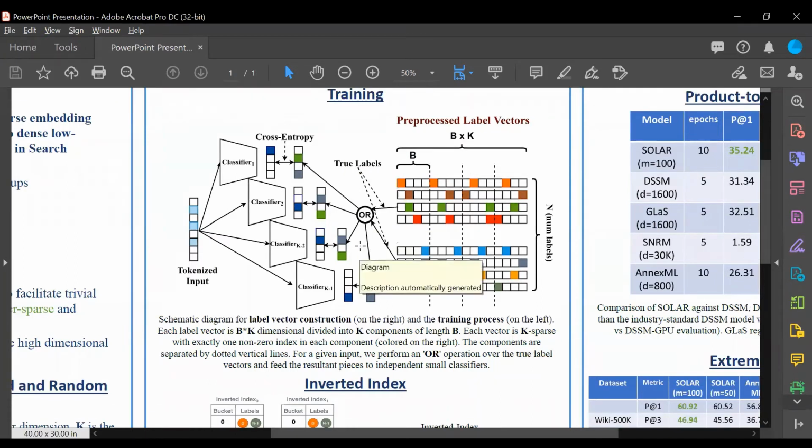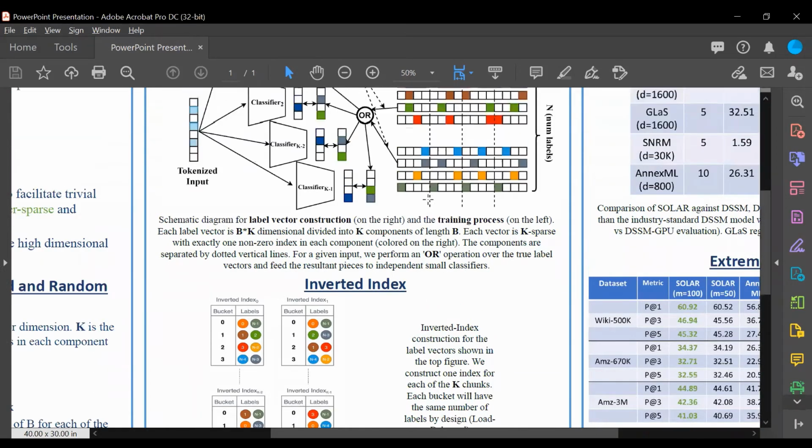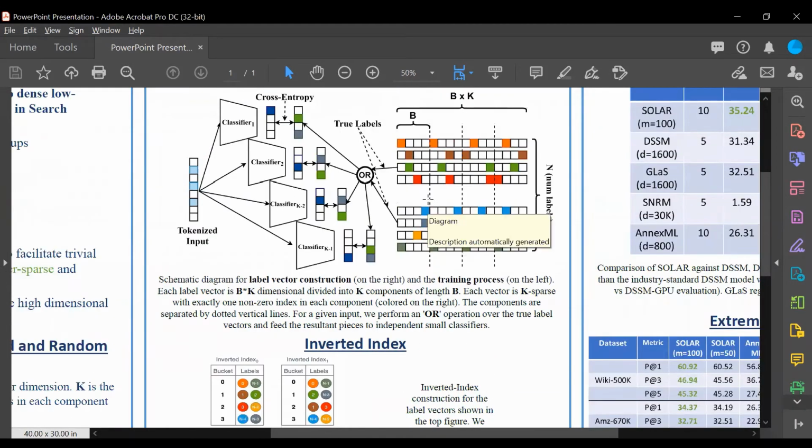First, we have load balanced inverted indexes. That is, every bucket will have roughly the same number of labels. And the second thing is that we also fix these label vectors throughout the training process and only train to map the query vectors.